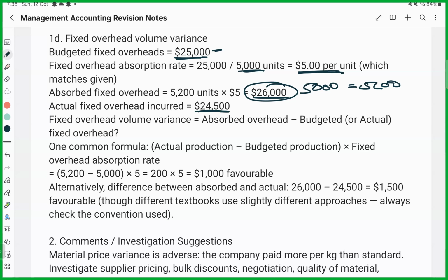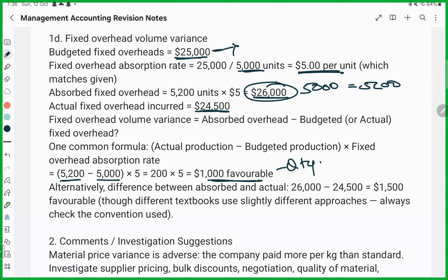That means because I planned for less, I produced more. I am giving 1,000 extra because this is 26,000, while my budgeted overhead was 25,000. Just because I've produced more, I have given 1,000 rupees extra in case of my budgeted fixed overheads. So this 1,000 is because I produced more quantity.